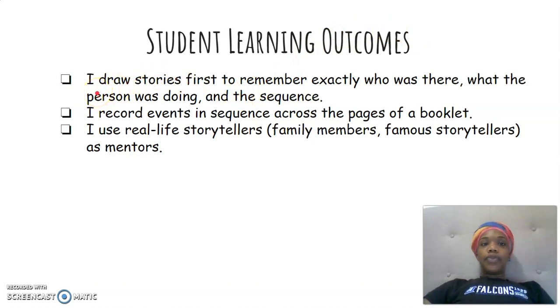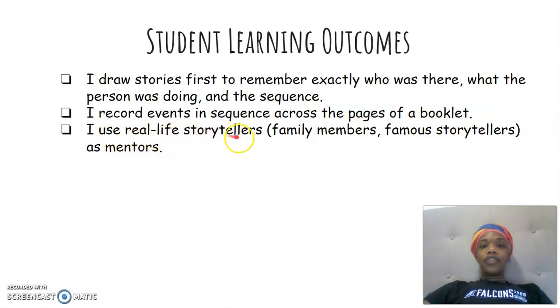Students will be able to, well, that's you, I draw stories first to remember exactly who was there, what the person was doing, and the sequence. Now remember, sequence means order. First, second, next, last. I record events in sequence across the pages of a booklet.